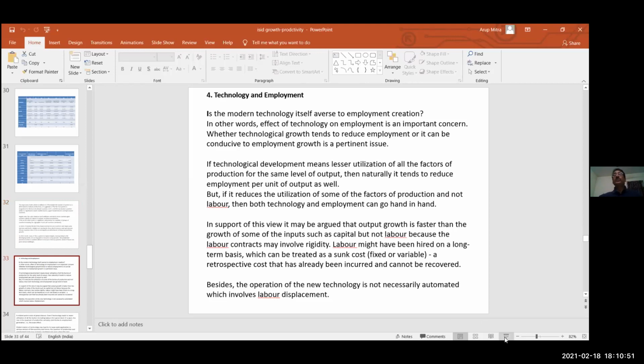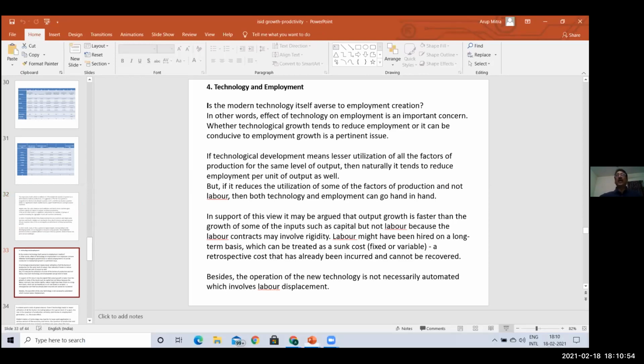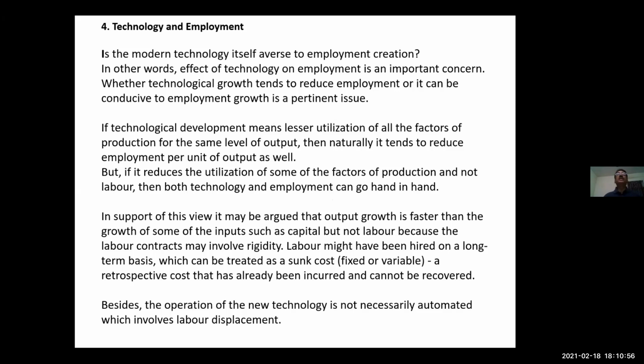Now we move on to the last part of the analysis, that is technology and employment. Is modern technology itself averse to employment creation? In other words, the effect of technology on employment is an important concern, and whether technological growth tends to reduce employment or can be conducive to employment growth is a pertinent issue. If technological development means lesser utilization of all the factors of production, then naturally labor will also be utilized less and less with advancement in technology.